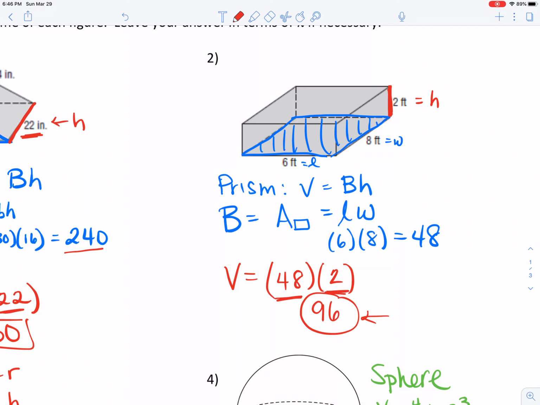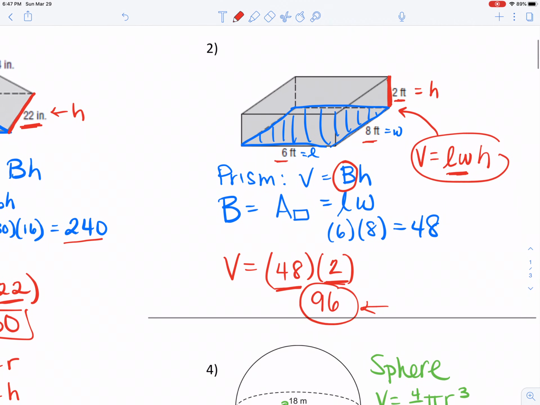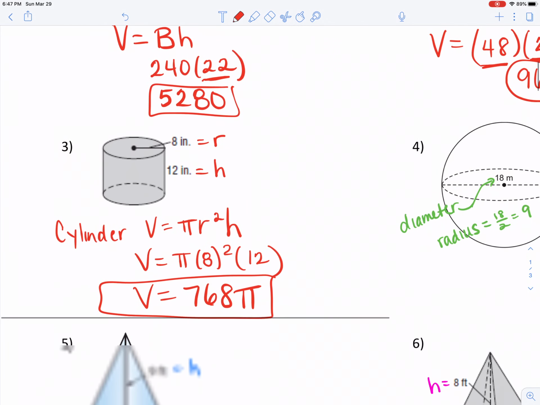Okay? You guys have seen the volume formula of a rectangular prism as length times width times height. So we just use a big B in place of the length times width, because then it pertains to any prism. But for a rectangular prism, you could think of it as length times width times height if you'd like. And then you would have just done the 6 times 8 times 2, which a couple of you guys did anyway. And the answer is 96.